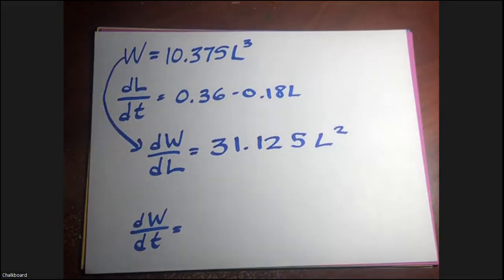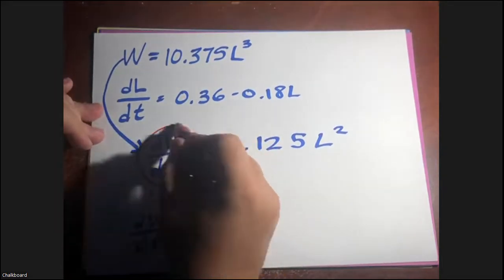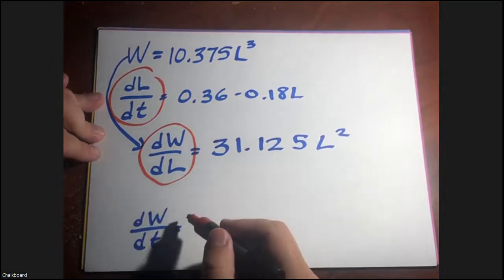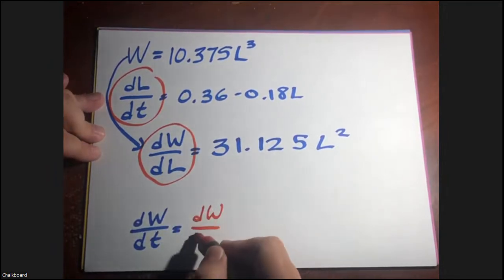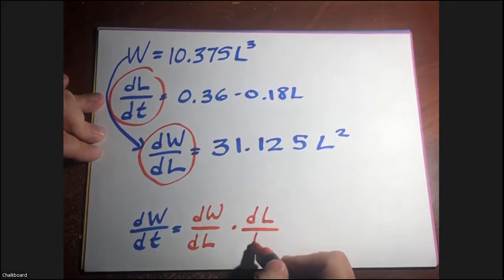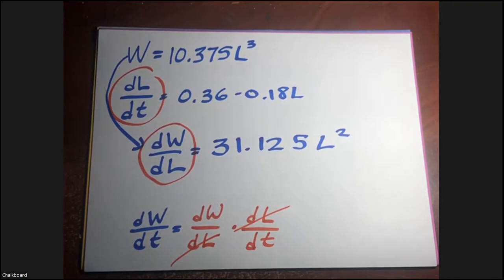Okay, so I want you to look at all these different things. Now we're trying to figure out dW/dt. Wouldn't it be clever if we could use this idea and this idea to come up with dW/dt? Look very closely. If I write dW over dL times dL over dt, look what happens. And it solves and it's correct.